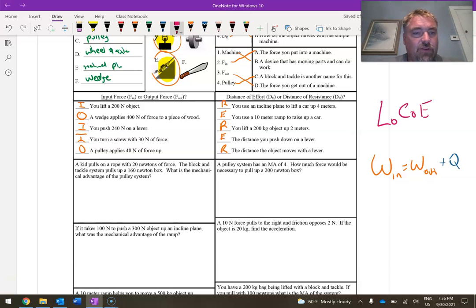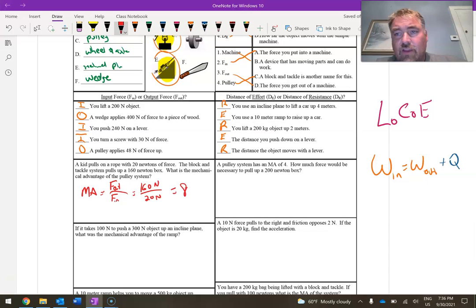So we've got a kid pulling on a rope with 20 Newtons of force. The block and tackle system pulls up a 160 Newton box. What's the mechanical advantage? Mechanical advantage is defined as how much the machine will increase your force, so it's your force out over the force in. In this case, we've got 160 Newtons over 20 Newtons, and so that's going to give us a mechanical advantage of 8. That means your machine will increase your force, your effort, by 8 times.